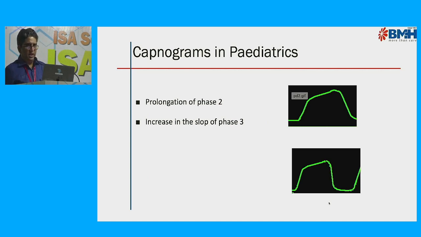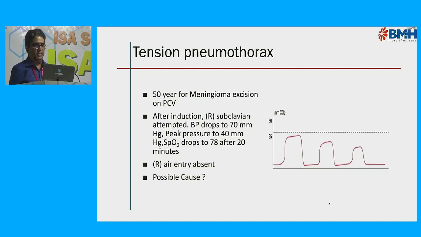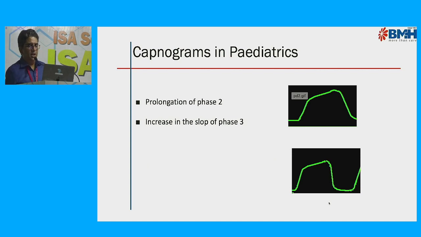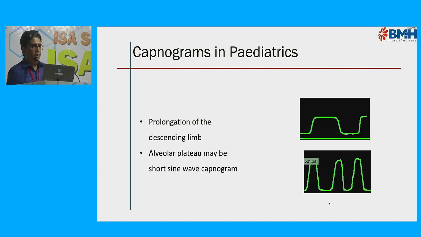So can anyone comment about the capnogram in pediatrics? It could be normal, prolongation of phase 2 or increase in slope of phase 3, or prolongation of the descending limb. Alveolar plateau may be short. Sine wave capnograms. So you might have seen the sine wave capnogram in pediatrics.